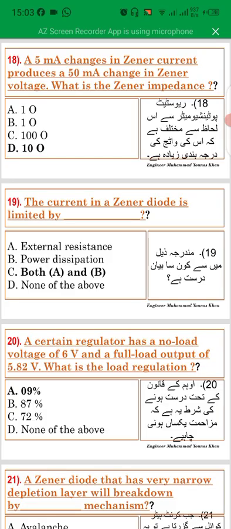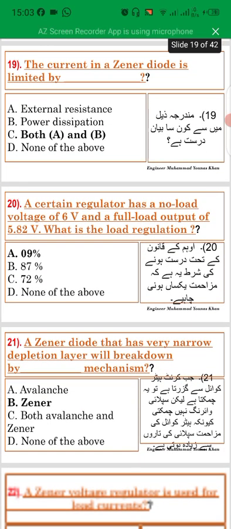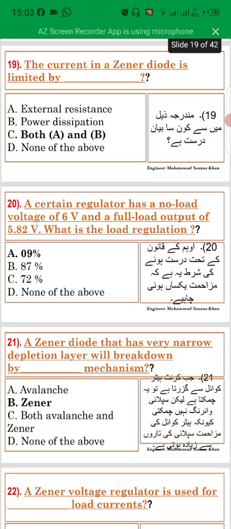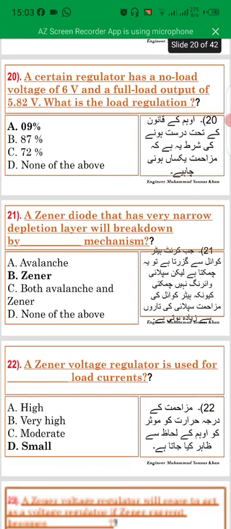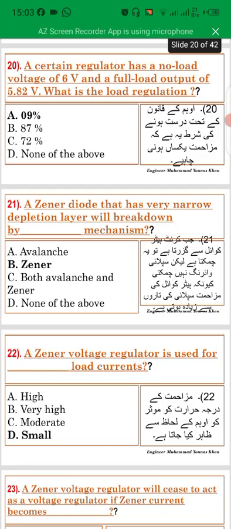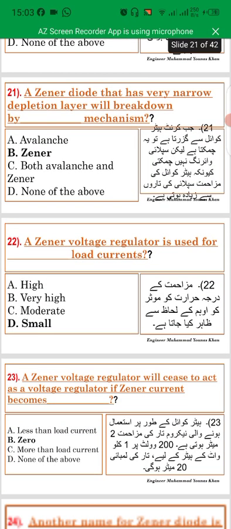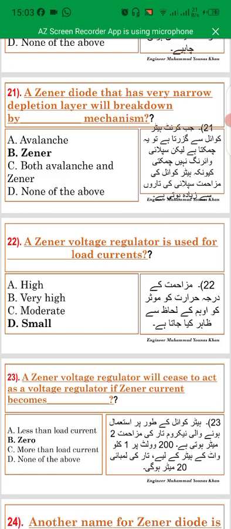If a 5 mA change in zener current produces a 50 mA change in zener voltage, what is the zener impedance? 10 ohm. The current in a zener diode is limited by external resistance and power dissipation. A certain regulator has no load voltage of 6 volt and a full load output of 5.82 volt. What is the load regulation? 0.9%.